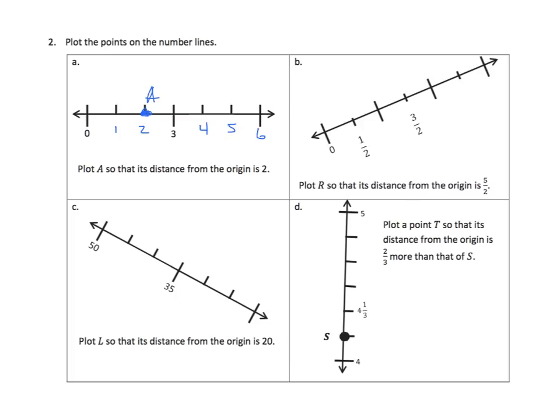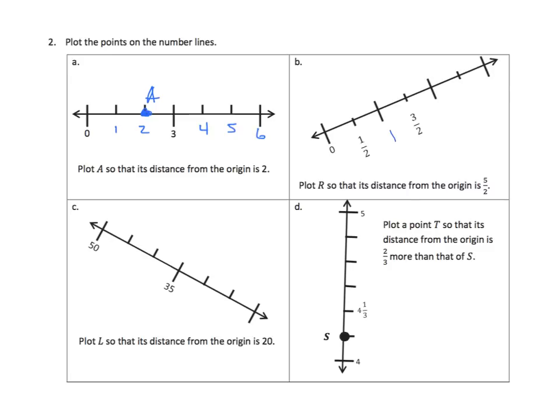Let's look at plot R. Again, we have our origin here, and not everything is labeled. We have our 1/2, and we have our 3/2. Well, if we look at this, we can see that we go 1 hop, it is 1/2. A second hop would then be 2/2, which is the same as 1, so I'll label that 1.